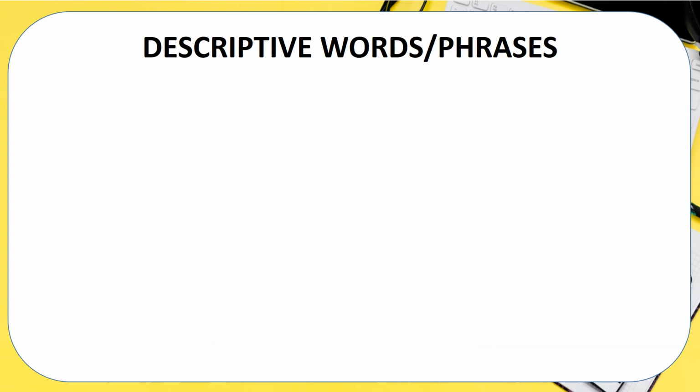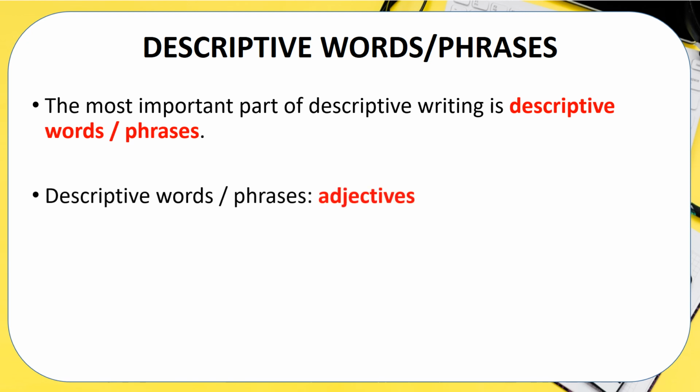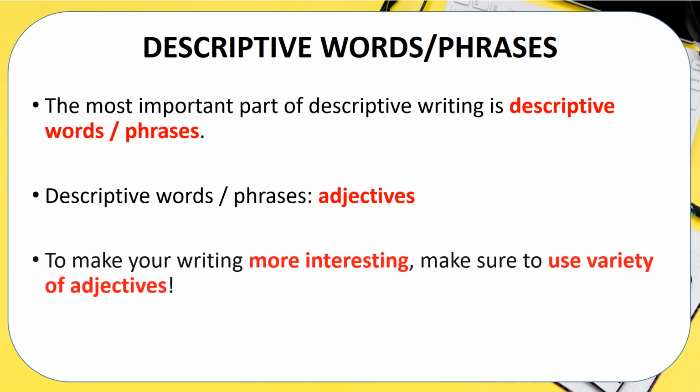So earlier we talked about using adjectives. So here let's look at how can you use descriptive words or phrases. Right? The most important part of descriptive writing is definitely descriptive words or phrases. You cannot describe without words. That's why vocab is very important. So descriptive words or phrases are what we call adjectives. Yes, I have mentioned this earlier. So to make your writing more interesting, make sure to use a variety of adjectives.